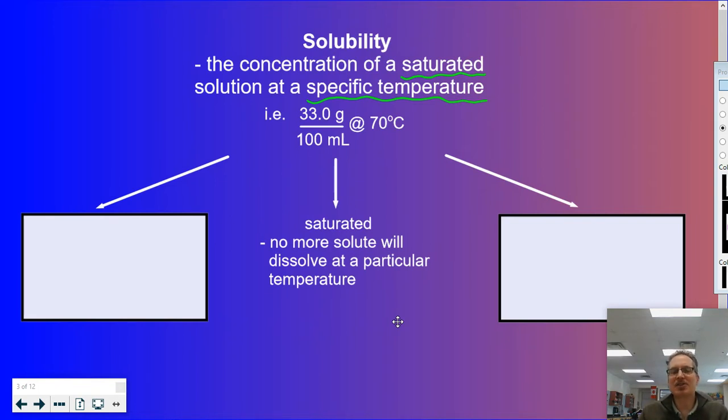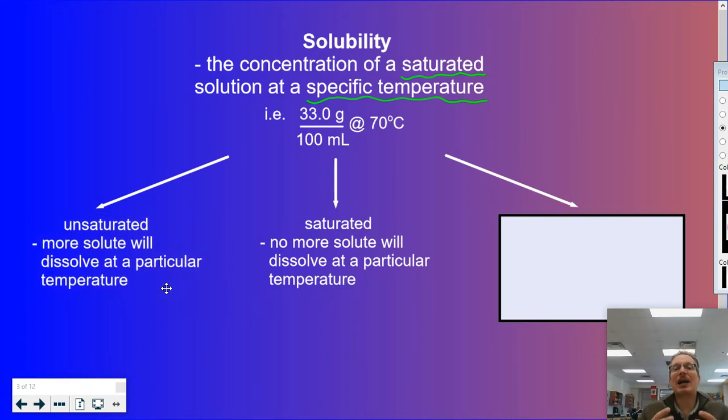Now, there is another scenario, and that is when you pour yourself a glass of iced tea and you taste it and it's weak iced tea. Weak iced tea, or unsaturated, would be where more solute could be dissolved at that particular temperature. So again, I have my glass of iced tea, I take a scoop of iced tea powder and put it in and give it a stir. All of it will dissolve. Unsaturated means I have room for more solute to be dissolved at that temperature.